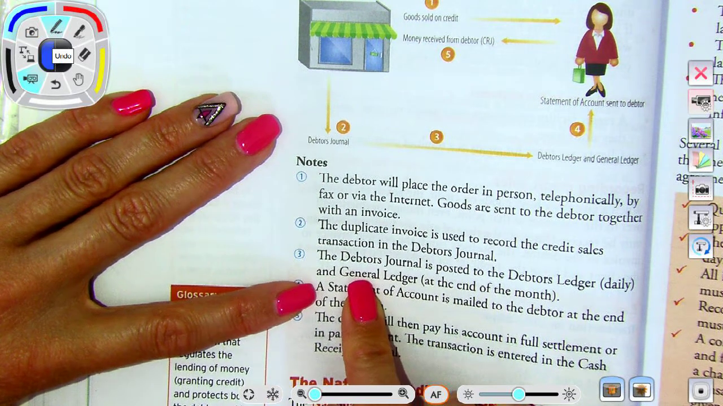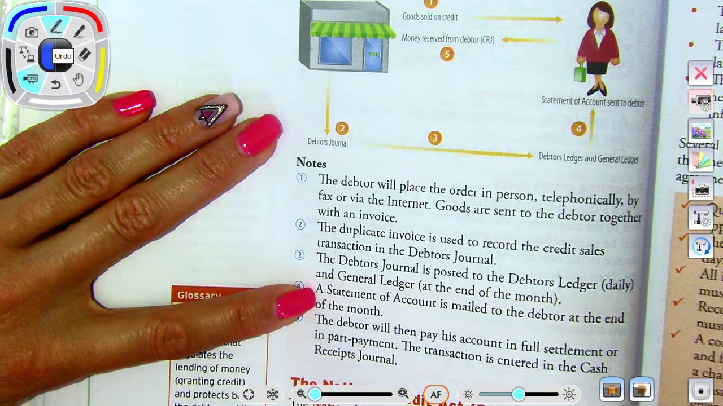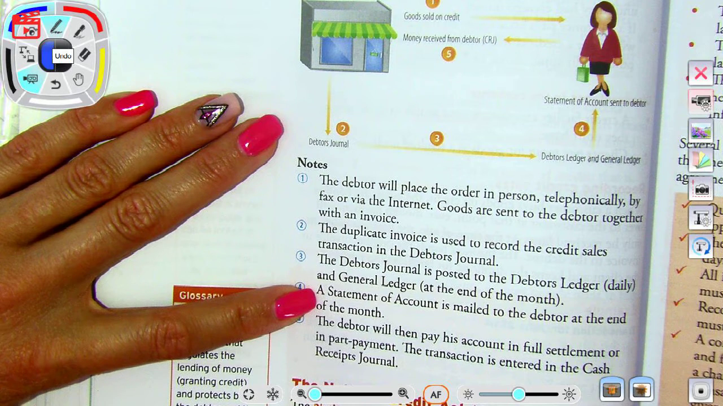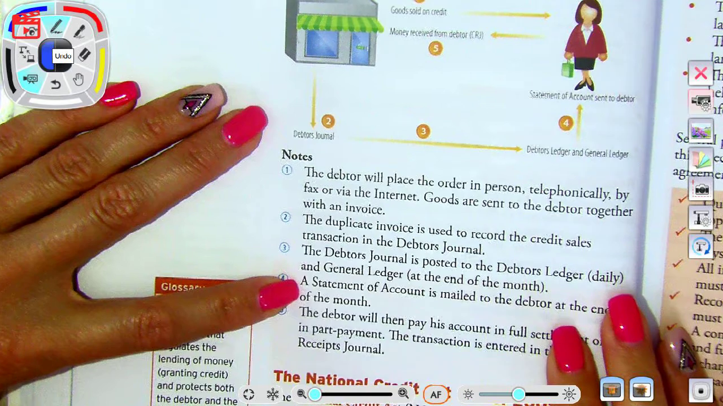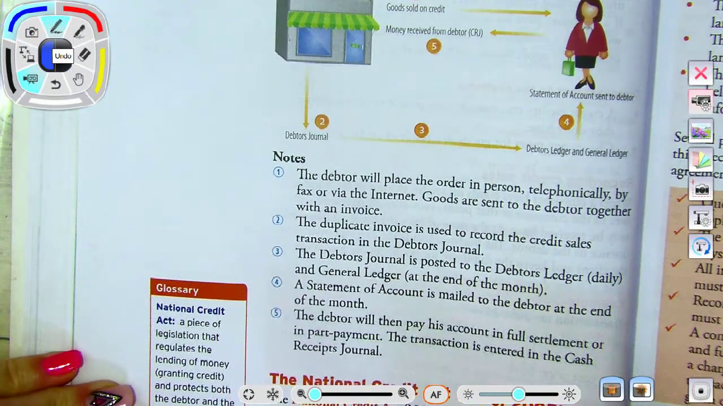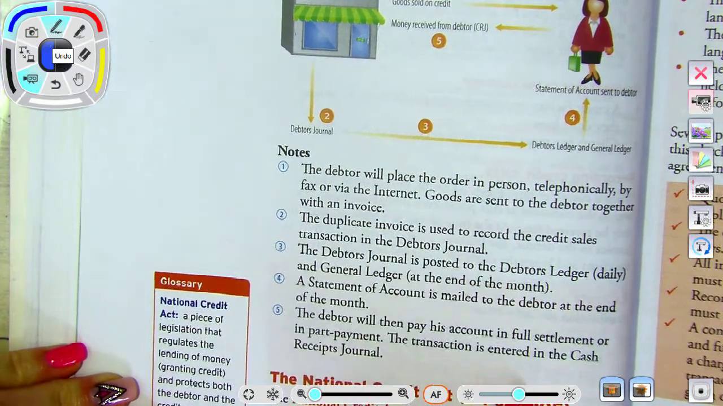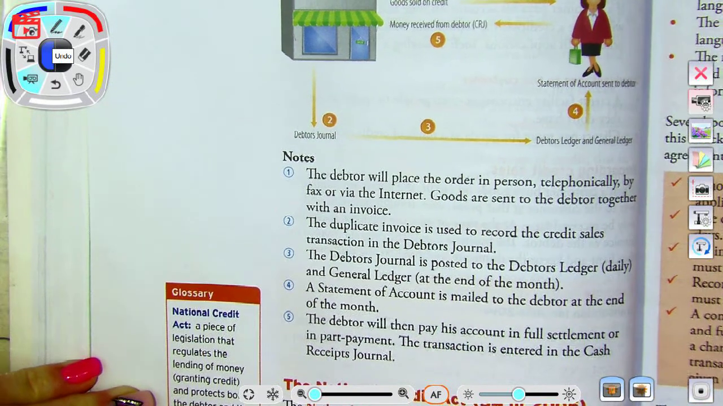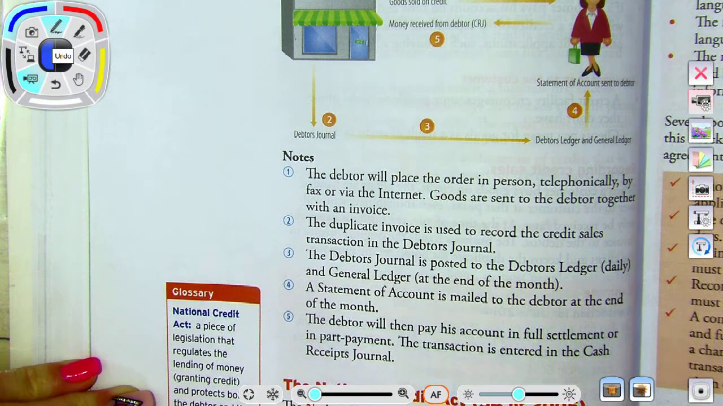Exactly the same concept. A statement of account is mailed to the debtors at the end of the month. So basically they'll receive a statement of how much they owe the business and when payment needs to be made by. And then the debtor will pay or settle his accounts in full or part payment. So if it's 1,000 Rand that they owe, they could pay 200 Rand or a part of the amount that is owed. And then once that money is received by the business, we will then record it in my CRJ.